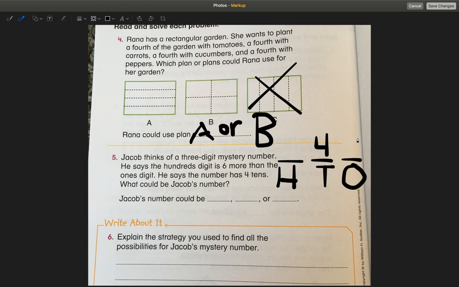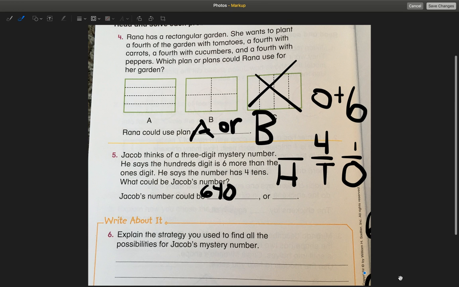So let's say that this digit is a 0. If this is 0 and the hundreds is 6 more than that, what is 0 plus 6? Well, 0 plus 6 is 6. So that was an easy one. So Jacob's number could be 640. Now, like I said, there's more than one answer. So I'm going to take away this number and I'm going to take away the 0 but the 4 stays because it says that there's 4 in the tens place.